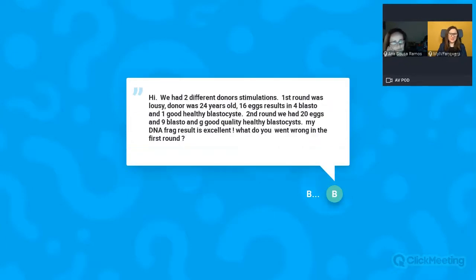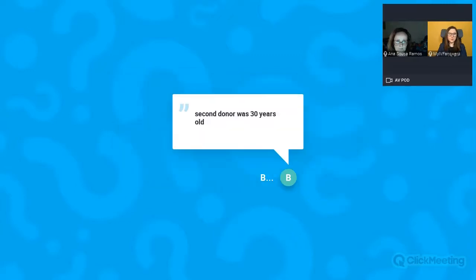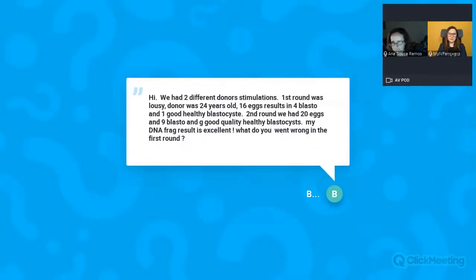And it's a bit of a longer question. Let's have a look. We had two different donor stimulations. First round was lousy. Donor was 24, 16 eggs, resulting in 4 blastocysts and 1 good healthy blastocyst. Second round, we had 20 eggs and 9 blastocysts, with good quality healthy blastocysts. My DNA fragmentation result is excellent. What do you think went wrong in the first round? Second donor was 30 years old.